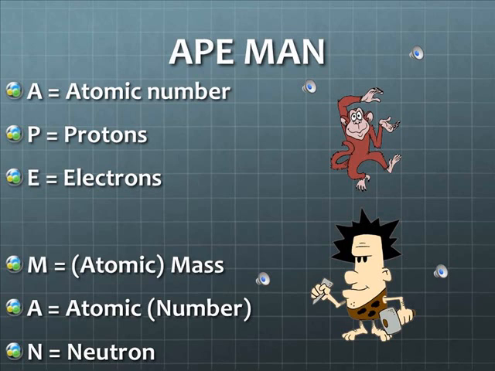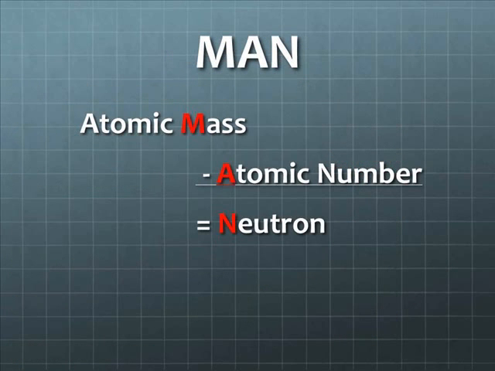So we have APE, which tells us how many protons and electrons there are by using the atomic number. And then we have man, which is using the mass, atomic number, subtracting those two and getting the number of neutrons. Again, here's an example. We use the atomic mass minus atomic number equals neutrons for man.